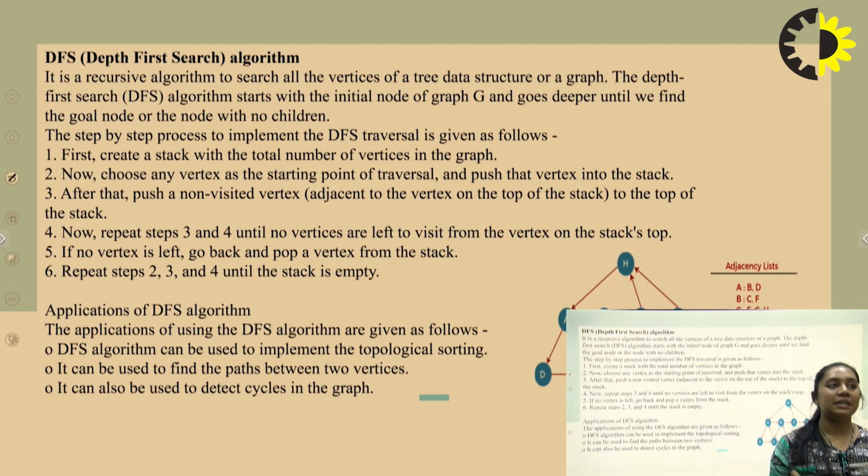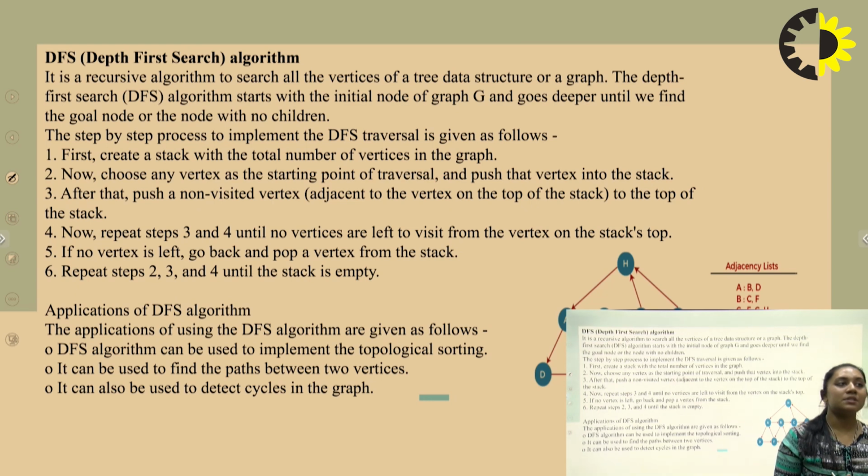Next we have the DFS. DFS is the algorithm that is used to search all the vertices, right? All the vertices of the tree data structure. So in depth, it starts from the initial node of the graph until we reach the goal levels, where there are no children or no nodes present, right?